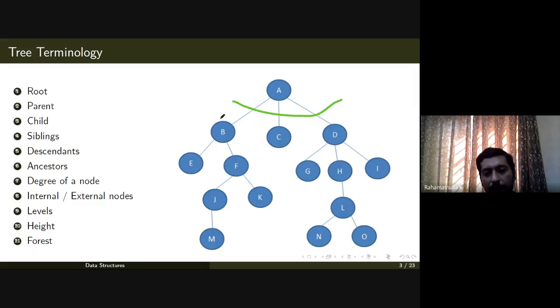Before getting into the implementation or the details, let's discuss some of the terminology, some of the terms which we are going to use in our discussion. Root of the tree. As we have seen, for all the nodes there is an incoming edge. For J there is an incoming edge. For F there is an incoming edge, and we have seen that the number of edges is one less than the number of nodes. So of course there is one node which does not have any incoming edge, and that is the root of the tree. In this case, A is the root of the tree.